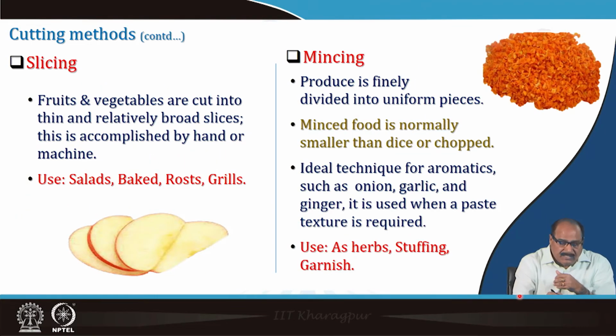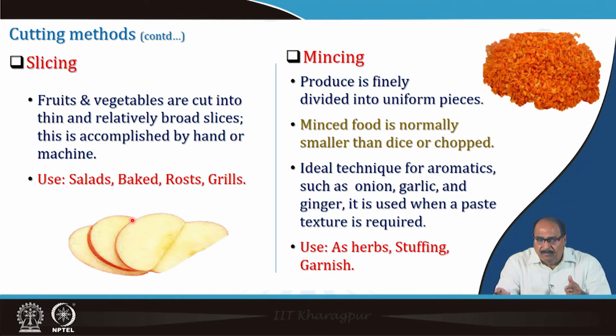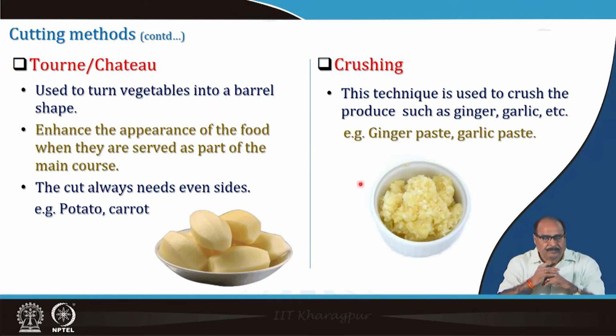Then slicing, you can see here in the figure, where fruits and vegetables are cut into thin and relatively broad slices. This is accomplished by hand or by machine. These slices are used for salad, baked goods, roasting, grills, etc. Then mincing is a process in which produce is finely divided into uniform pieces. Minced food is normally smaller than dice or chopped, and it is an ideal technique for aromatics such as onion, garlic and ginger. It is used when a paste texture is required.